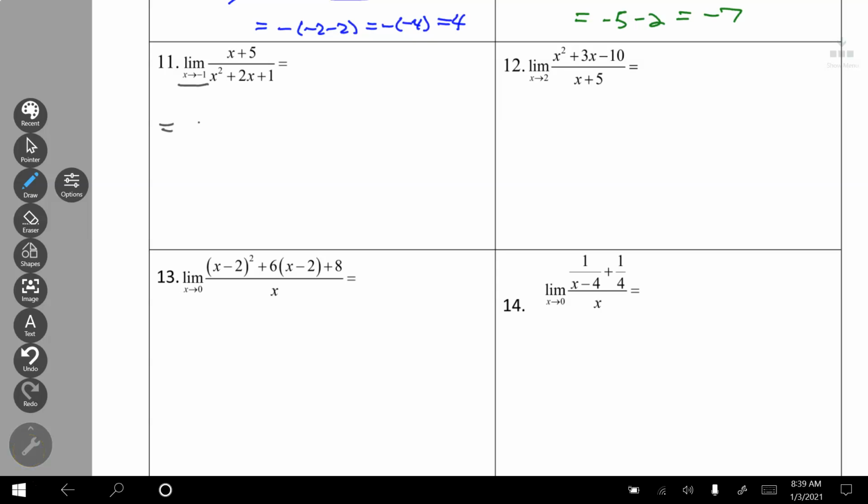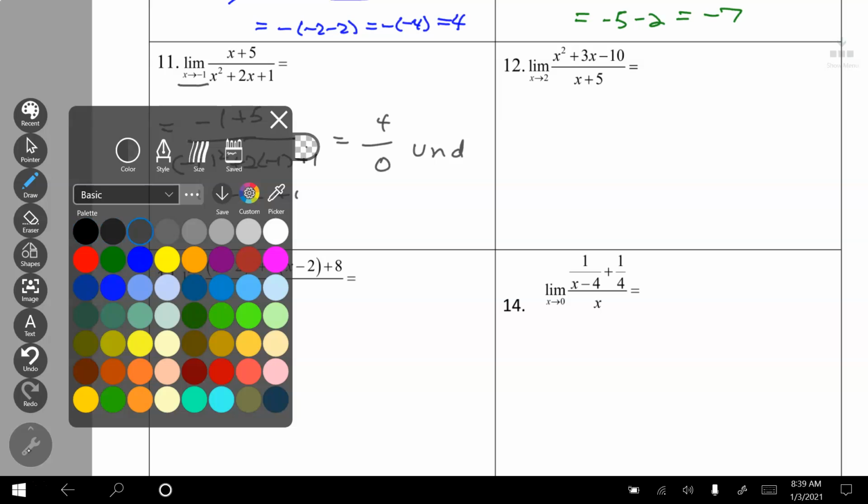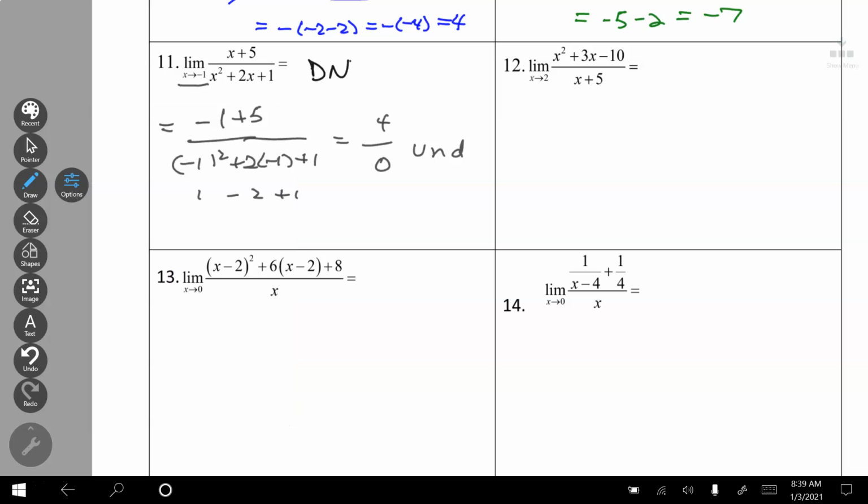I'm going to plug in -1 plus 5 over -1 squared plus 2 times -1 plus 1. I get 4 over 1 minus 2 plus 1, which is 0. That is undefined, but I never put undefined for limits. I put down DNE. Do not make that mistake.